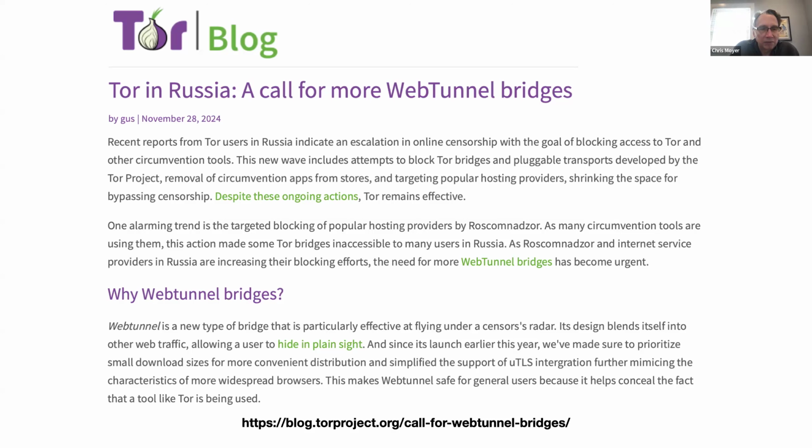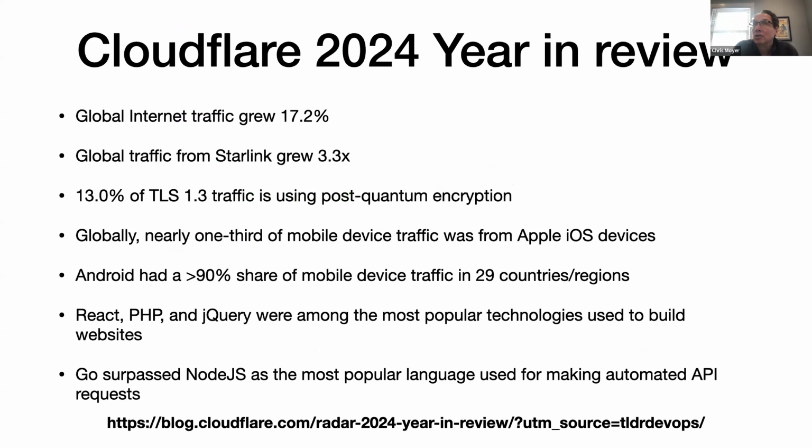Basically, you need a static IPv4 address, a self-hosted website, and an SSL certificate. Bandwidth usage would be like a terabyte a month. So that's Tor. Cloudflare, I hadn't seen this before.